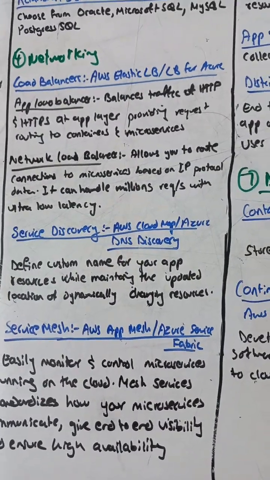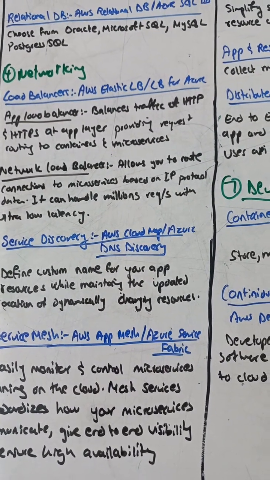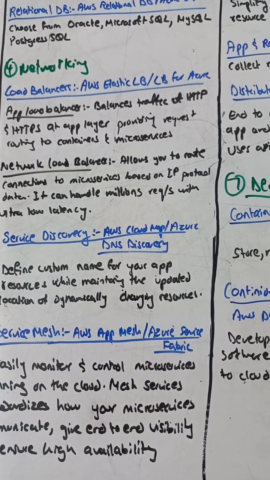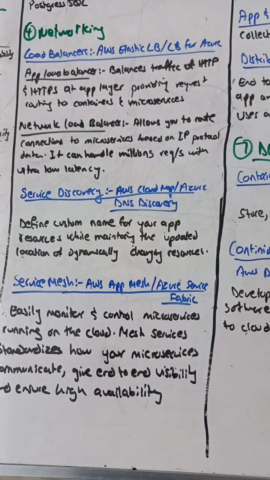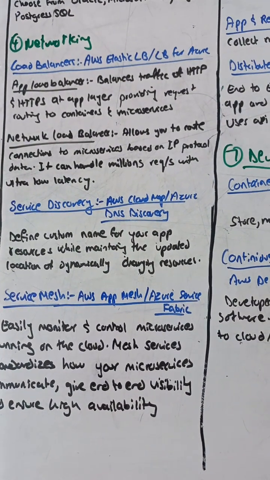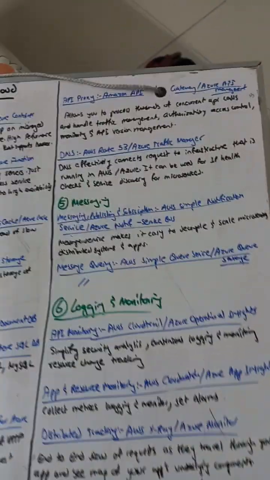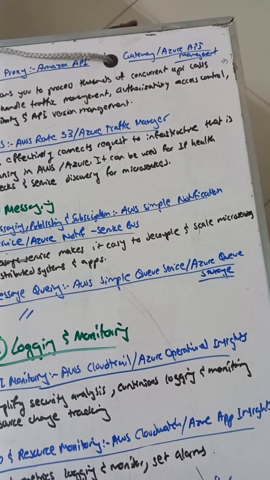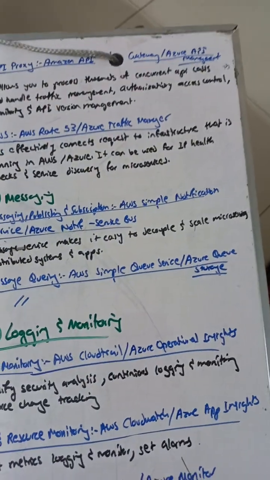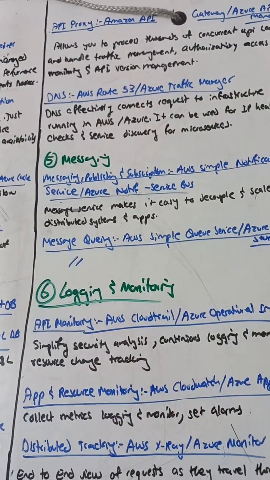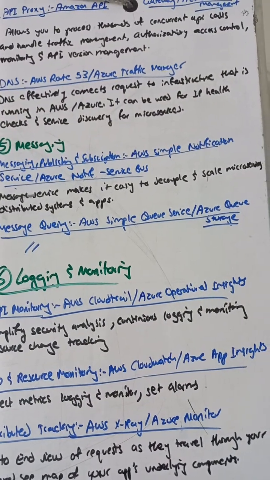Then you have service discovery. For that, you are using AWS Cloud Map and Azure DNS Discovery. Then you have service mesh, which is going to be AWS App Mesh and Azure Service Fabric. API is going to be Amazon API Gateway, Azure API Management, AWS Route 53, and Azure Traffic Manager, Simple Notification Service, Azure.